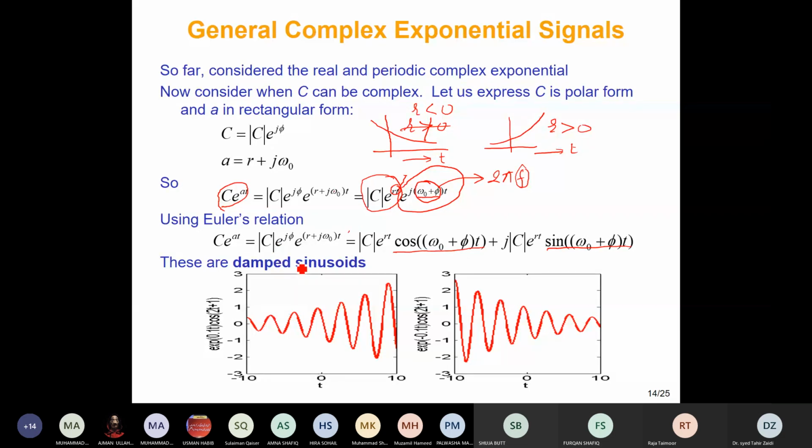The first oscillating sinusoid that you see, this is what you get. If you see the magnitude part, this is what is happening to the magnitude. It is increasing with time. And this is what we covered last time. I'm just repeating it because this is important and interesting. And if your R here was less than zero, then the magnitude of this complex exponential will be decreasing with time, and you will end up getting something like this right here.